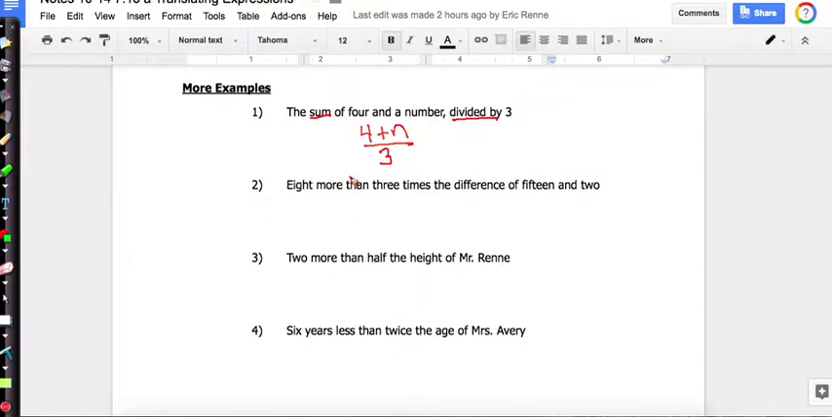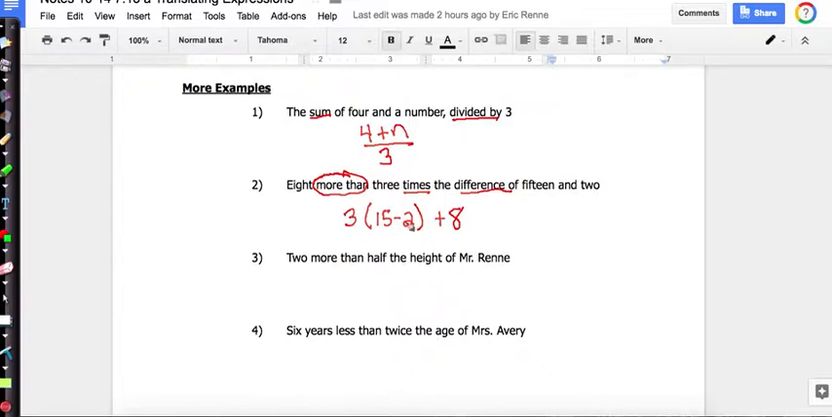Okay, 8 more than, circle, 3 times the difference. There's a lot going on here, so we have to be real careful. We know the 8 more than is going to go at the end. So let's try to write this part. 3 times the difference of 15 and 2. So folks, difference means subtract. If it says the difference of 15 and 2, I'm subtracting these two numbers. But I'm also multiplying this by 3 because this is 3 times the difference. So I need to put parentheses around 15 minus 2. And then, because it said 8 more than, I'm going to put the plus 8 at the end because it's a switch around. So that was a really difficult one.